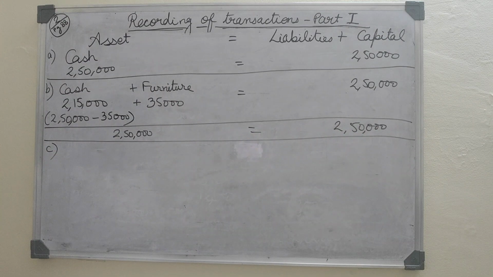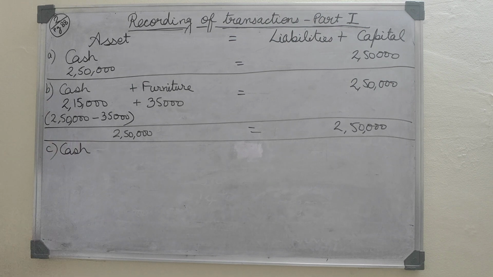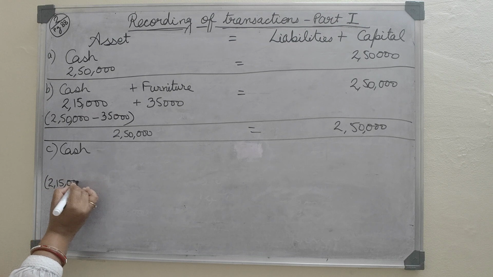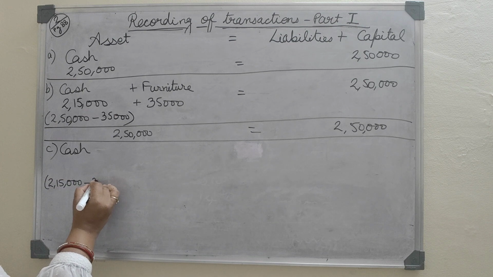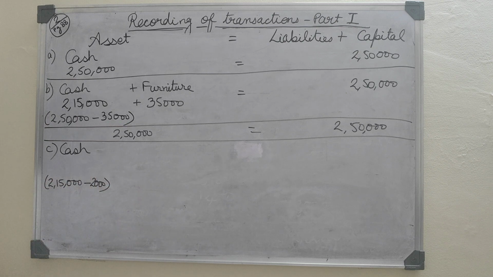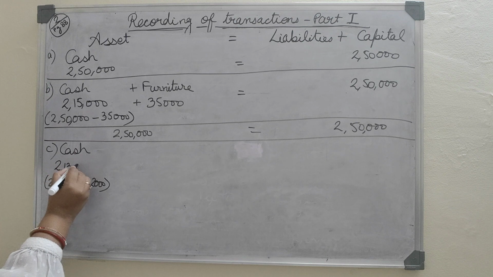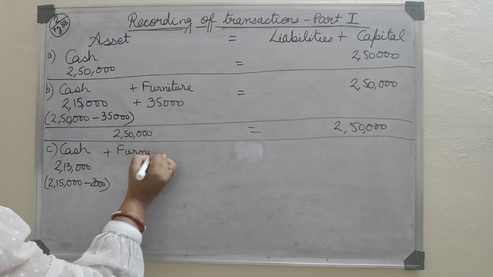Now we move on to the next transaction. He paid commission. When commission is paid and nothing else is mentioned, it means he has paid it out of cash. So 2,15,000 minus 2,000. When we subtract it, we come to 2,13,000. Other things remain the same.